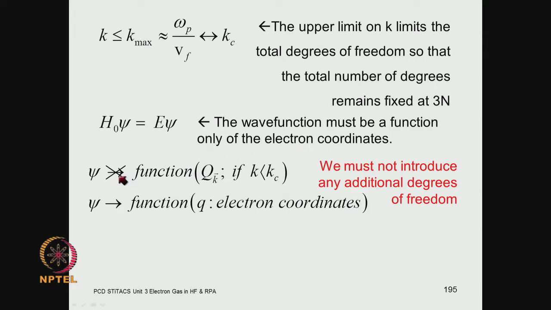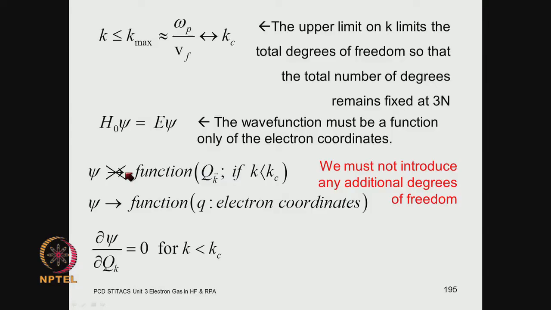It means that the wave function is not a function of qk if k is less than kc. Okay? Because for k less than kc, the wave function is a function only of the original electron coordinates, and you are not adding any additional degrees of freedom. So, this is our requirement, which means that the derivative of the function with respect to qk, if k is less than kc, would vanish. It cannot depend on that. So, its derivative vanishes. And what is the operator del over del q? It is the gradient operator, right? It is the derivative operator.